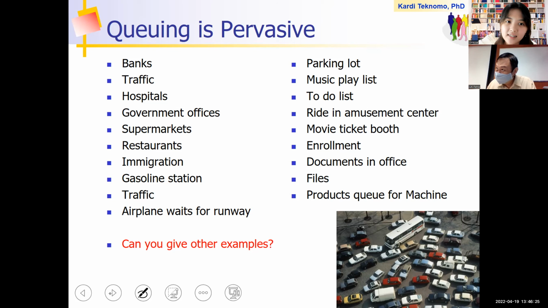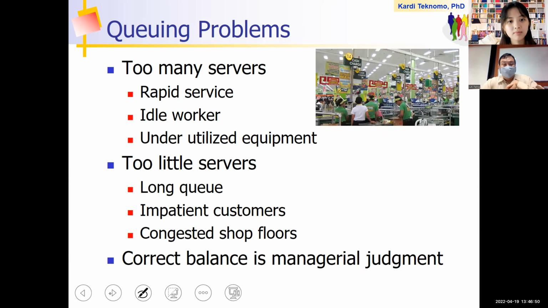Any example? Okay. So airlines: the airplane wants to land, they need to queue for the runway. That costs a lot. The same with the ship that wants to enter the port, they need to queue for the berth, right? So these are the problems in queuing.